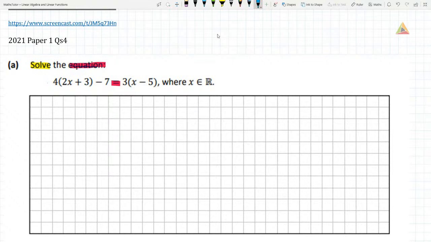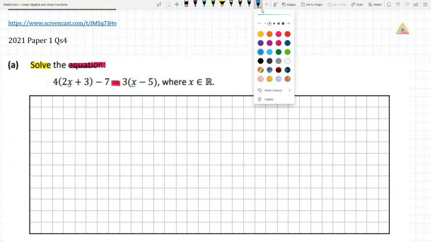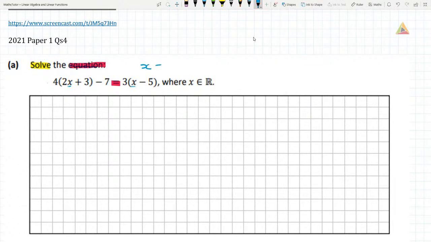So the variable or the unknown in this equation is an x. I see we have an x here and we have an x here, but we only have one x. And because it's asking me to solve this equation, I know that the last line of this answer is going to say x equals a number. So if I'm asked to solve an equation, that's what I'm going to work towards.